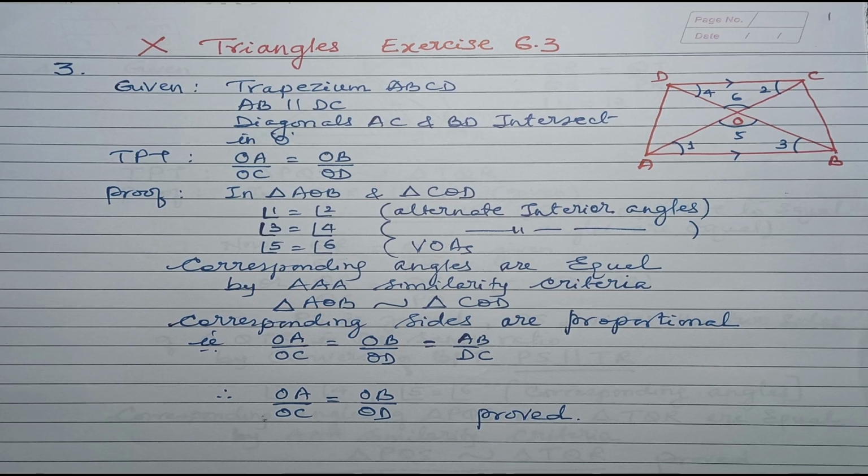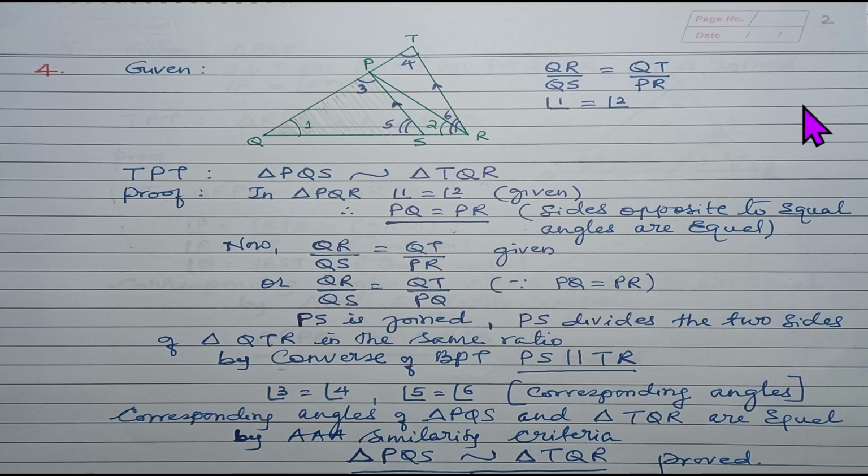Okay, remember that. Now coming to the next example, we are given a figure here. From this figure we have to prove that triangle PQS is similar to triangle TQR. Try to understand here, we are given that QR upon QS is equal to QT upon PR, and also we are given angle 1 is equal to angle 2. So let us understand how to prove triangle PQS is similar to triangle TQR.